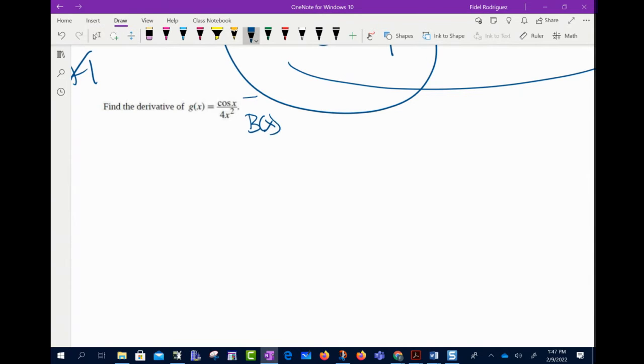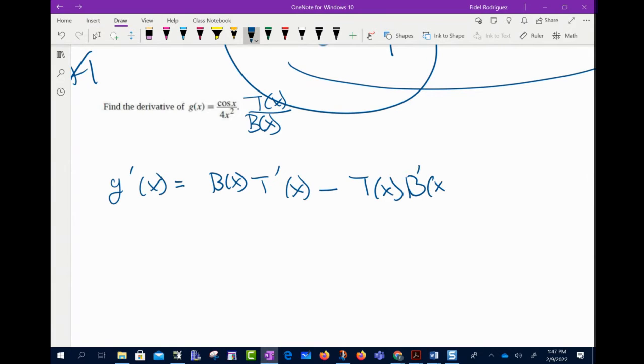So remember I told you guys we do it like this. Think about that as the bottom. Think of this as the top. And I'm finding the derivative of a fraction. We always take the bottom times the derivative of the top minus the top times the derivative of the bottom, all divided by the bottom function being squared. Okay? And I never forgot that.